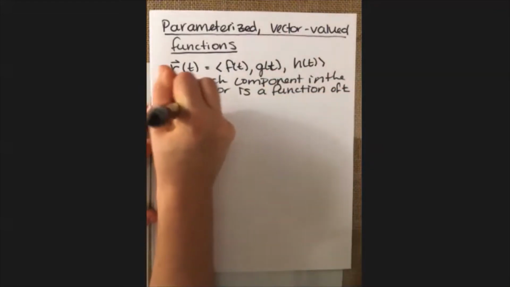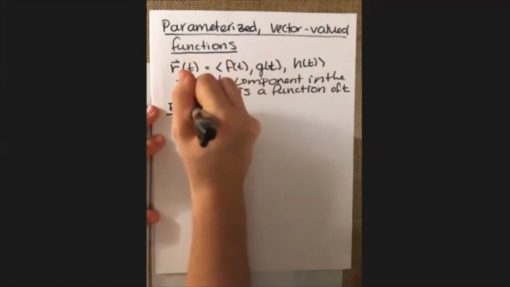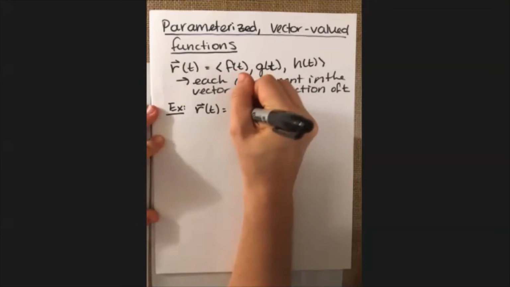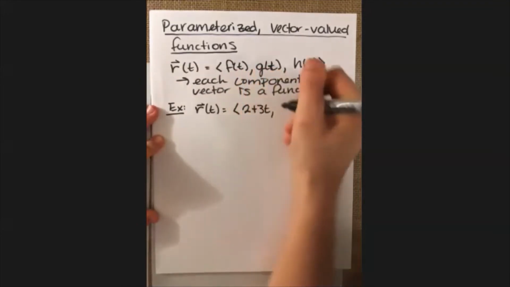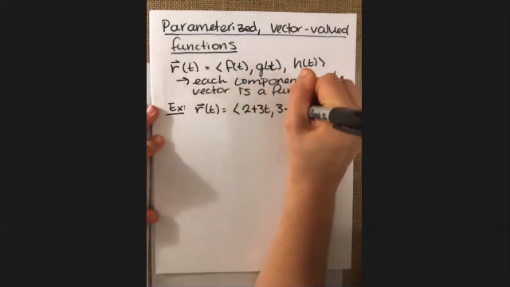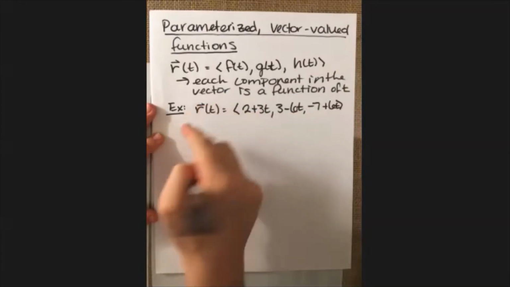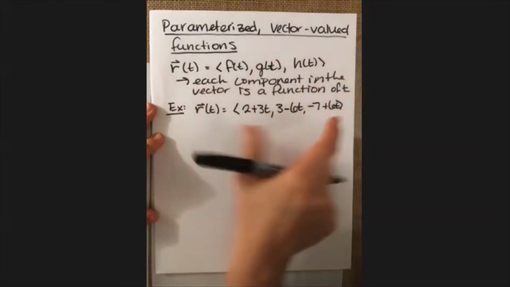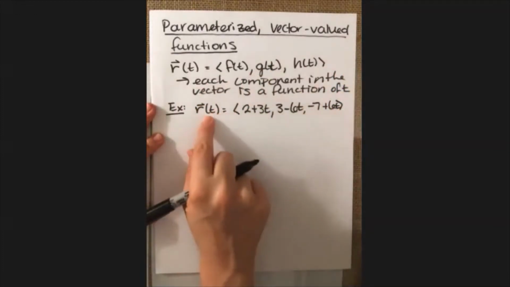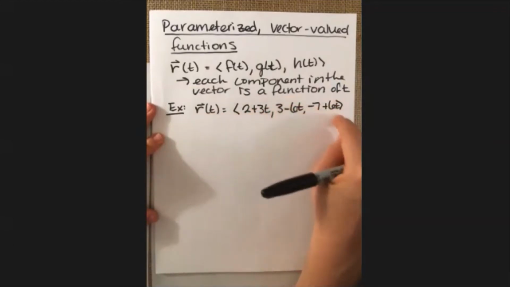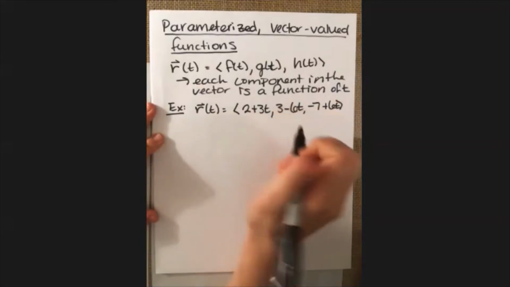So an example is something that we've already seen actually. R of t equals this vector here, 2 plus 3t, 3 minus 6t, and then negative 7 plus 6t. That would just be an example here of what a parameterized vector valued function is. So just the idea is we plug in a single value t, and then because each one of these has kind of like a function in the components, we're able to get an entire vector out of it.